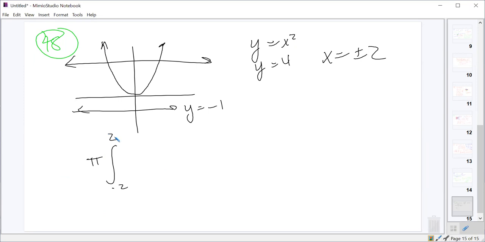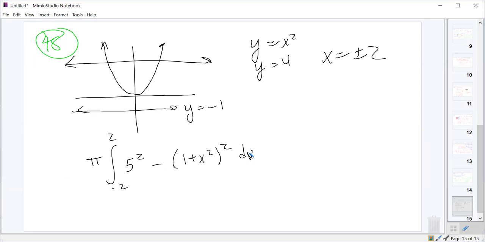Our outer radius ought to be 1 plus 4. So our outer radius is 5 squared. Then our inner radius is 1 plus the value of x squared, dx. And so that's our basic setup. That's all they've got for us, just the setup.